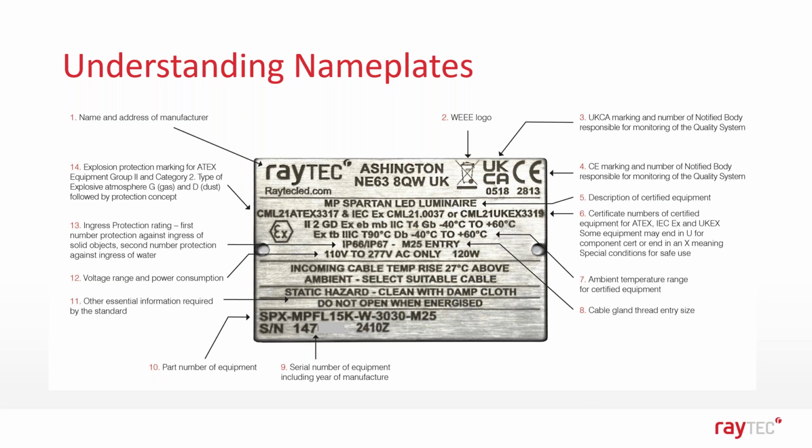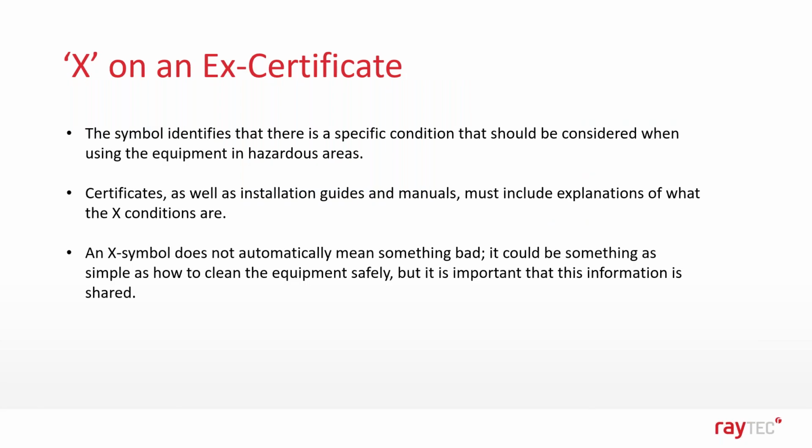So we mentioned Ex certificate numbers and the potential to see an X on the end of that certificate. So it's important to know why an X might be used and to look out for the X symbol on a certificate. It identifies there is a specific condition, whether that is to do with the installation or the maintenance of the equipment, and it should be considered when using the equipment in hazardous areas.